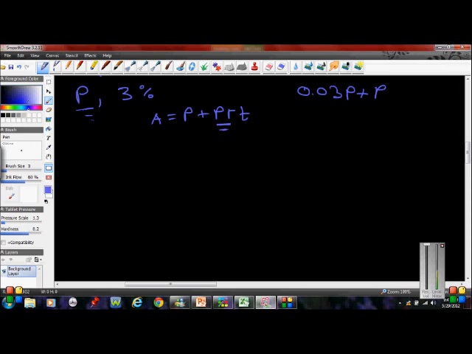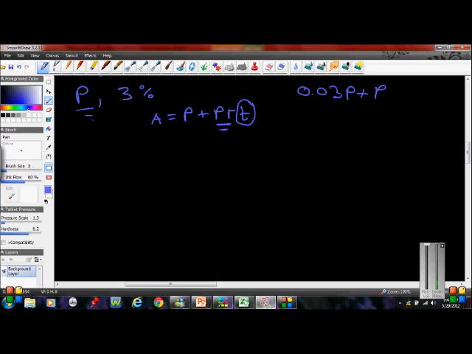And then finally you have a t value. What does t mean? T is the time. What do we mean by time? How many times has the interest been calculated? We always do it in years, and so for this t we would simply do that.